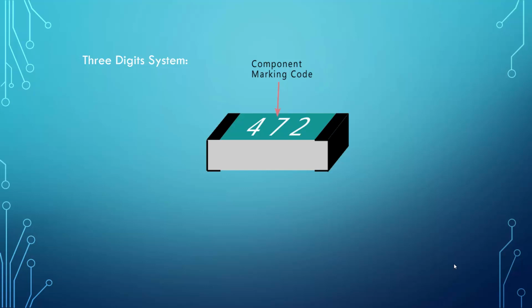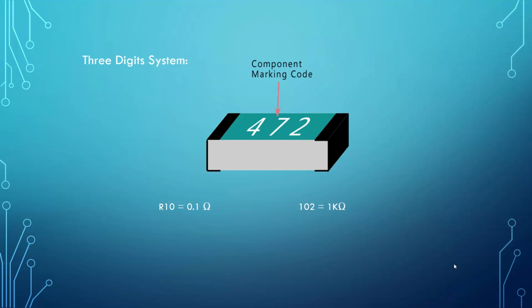Resistance of less than 10 ohm does not have a multiplier. The letter R is used instead to indicate the position of the decimal point. Here are some examples of values under this system. For example, R10 will be equal to 0.10 ohm. As I said before, resistance of less than 10 ohm uses the letter R to indicate the position of the decimal point. 102 will be equal to 1 kilo ohm.